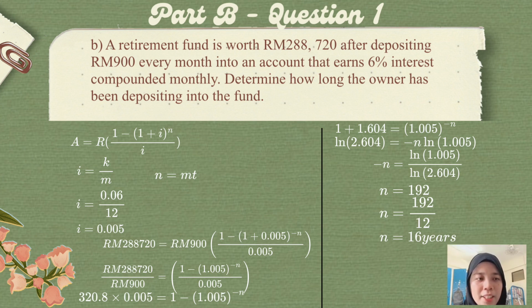Then I divide both sides by 900 and multiply by 0.005. This gives me 320.8. So I get the equation 1 plus 1.604 equals 1.005 to the power negative n. Next, I take the natural log of both sides. So ln 2.604 equals negative n times ln 1.005. Then I divide to isolate n. That gives me 192. Finally, I divide 192 by 12. And I get 16 years. So the total time needed is 16 years.